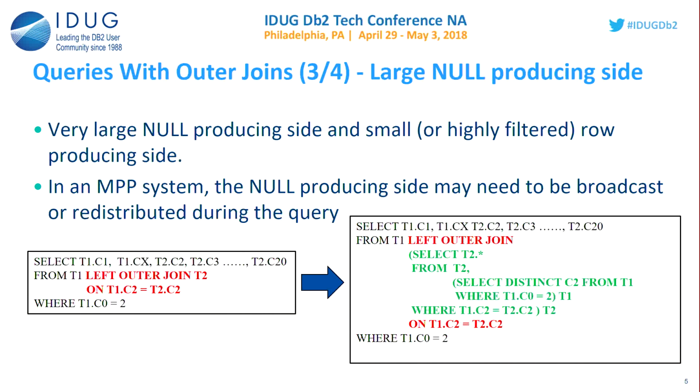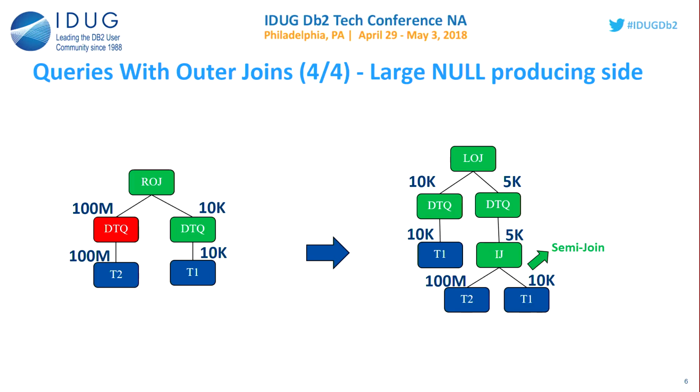The second scenario: what if your left outer join, here you see a simple T1 left outer join T2. What if the null producing side of that join is a very big table? If you look at the diagram on the next page, you can see that this is a left outer join, but it's shown as a right outer join here. This is a very big table, a 100 million row table.